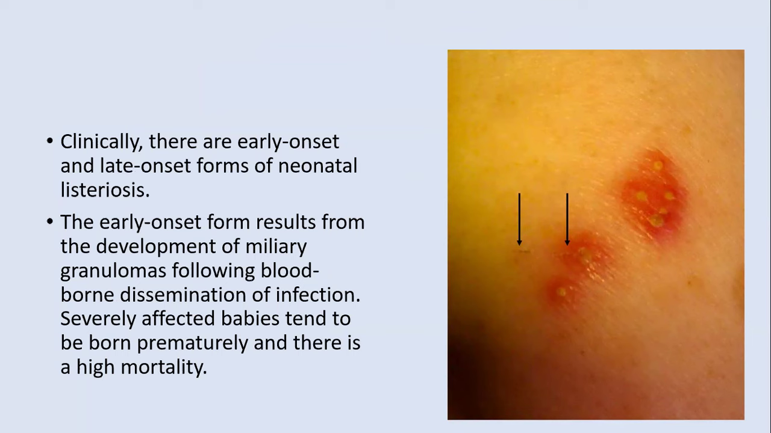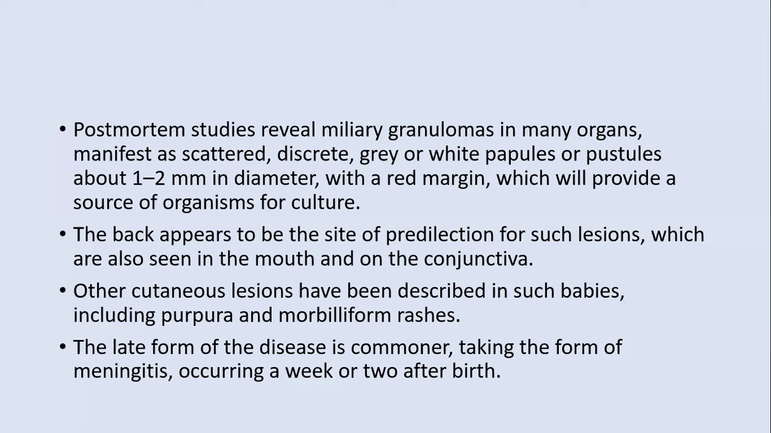The early onset lesions result from development of miliary granulomas followed by blood-borne dissemination of infection. Severely affected babies tend to be born prematurely and there is a high mortality. Postpartum studies reveal miliary granulomas in many organs, manifesting as scattered, discrete, gray-white papules or pustules 1 to 2 millimeters in diameter with a red margin, and probably a source of organisms for the culture.